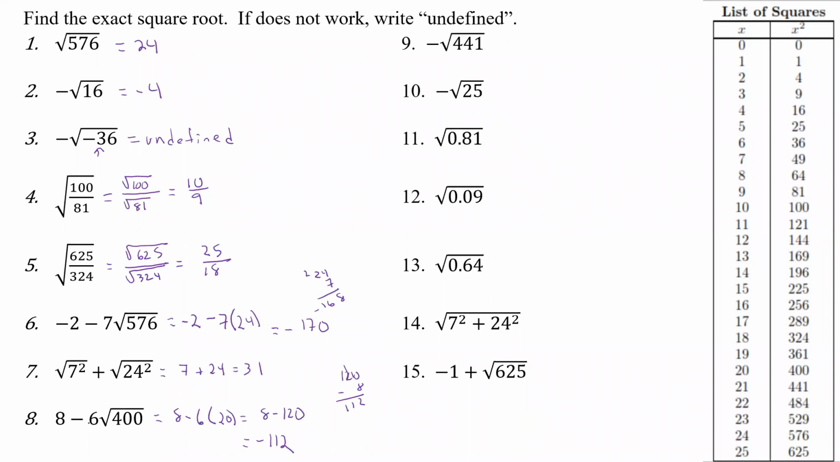And again, it's kind of an algebra problem where you have to work your way down and get your final answer. All right, so now we want the opposite of the square root of 441. Well, 441, if we look down here, is equal to 21. So the opposite of that is going to be a negative 21. Now here's the square root of 25. That's 5. We want the opposite of that, so that's a negative 5.